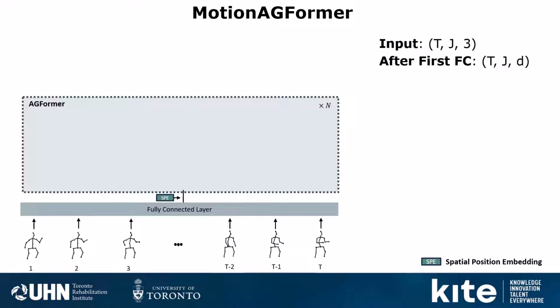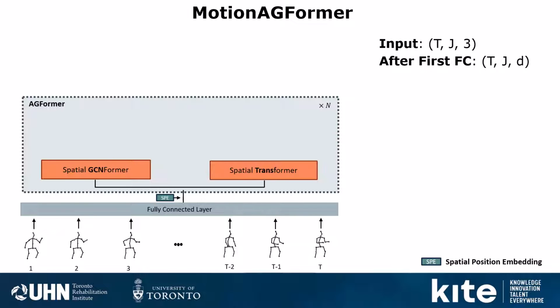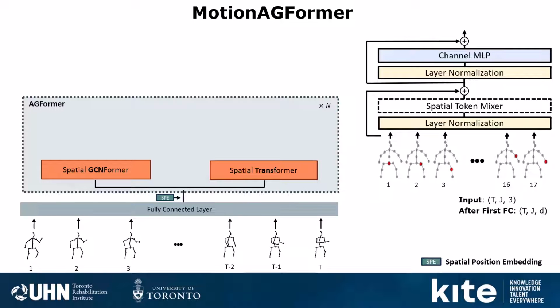In the AGFormer block, we have two streams. In one stream, we are using GCNFormers, and in the other stream, we are using transformers. And similar to previous approaches, we have spatial modules at first. Spatial MetaFormer in general receives different key points of the human body as different tokens. And what about different frames? They are considered as different batches of data. So spatial MetaFormer is responsible for extracting the intra-frame relationship between joints.